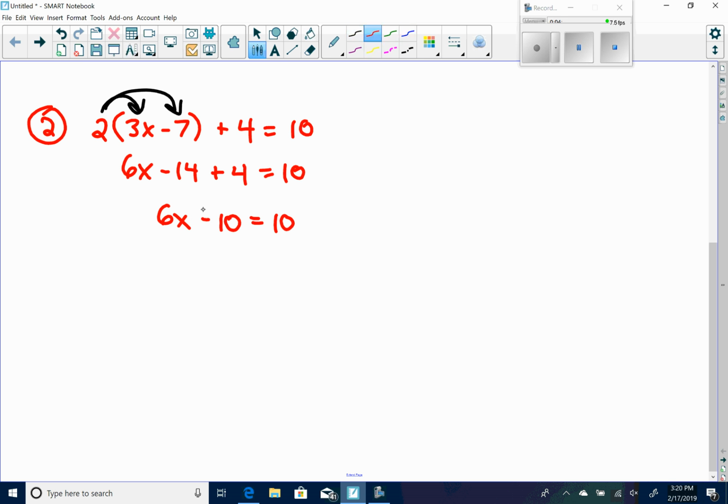So next I want to take a look here. Now I want to undo this minus 10 here. So what I'm going to do is add 10. The opposite is to add 10 to each side.